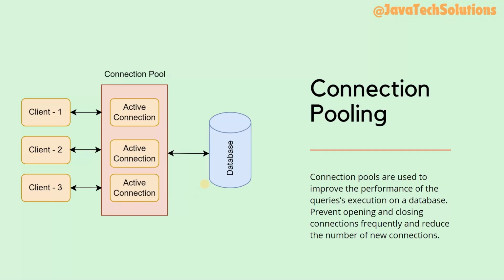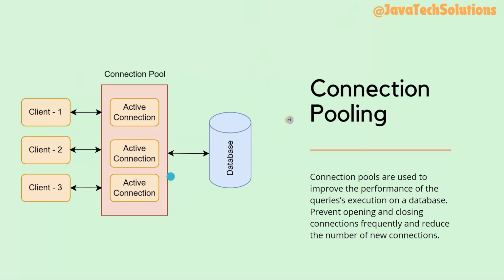Connection pools are used to improve the performance of query execution on a database. They also prevent frequent opening and closing of connections, and reduce the number of new connections. In connection pooling, a connection is an active or available connection. When a new connection is created, it is placed into the connection pool and used to execute queries, and after execution it is released. The connection pool maintains all of this, so we don't need to do it manually.